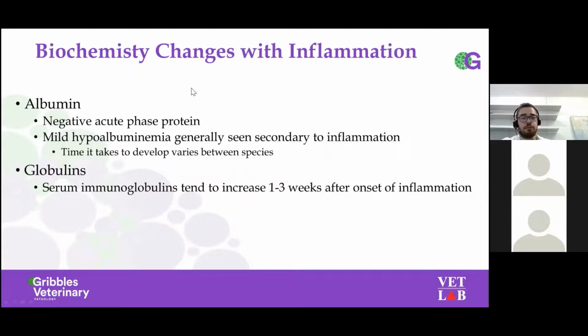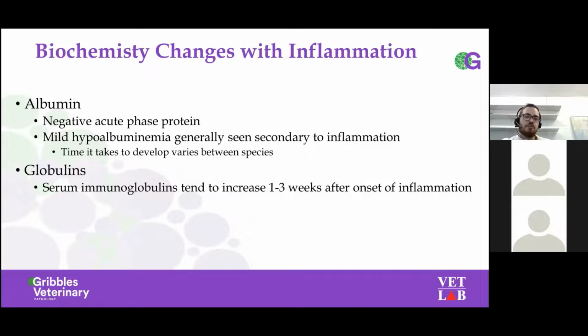As far as biochemistry changes with inflammation go, I guess the main thing you might be familiar with is an acute phase protein response, which you can see reflected in albumin and globulin values. So albumin is a negative acute phase protein. Hepatocytes downregulate albumin production when inflammation is occurring, and this tends to only cause a mild hypoalbuminemia unless you have concurrent albumin losses occurring somewhere else.